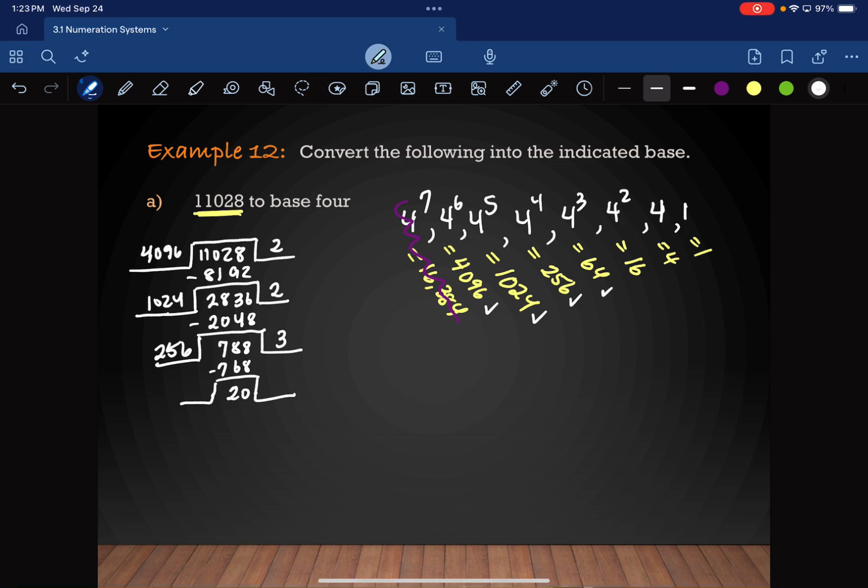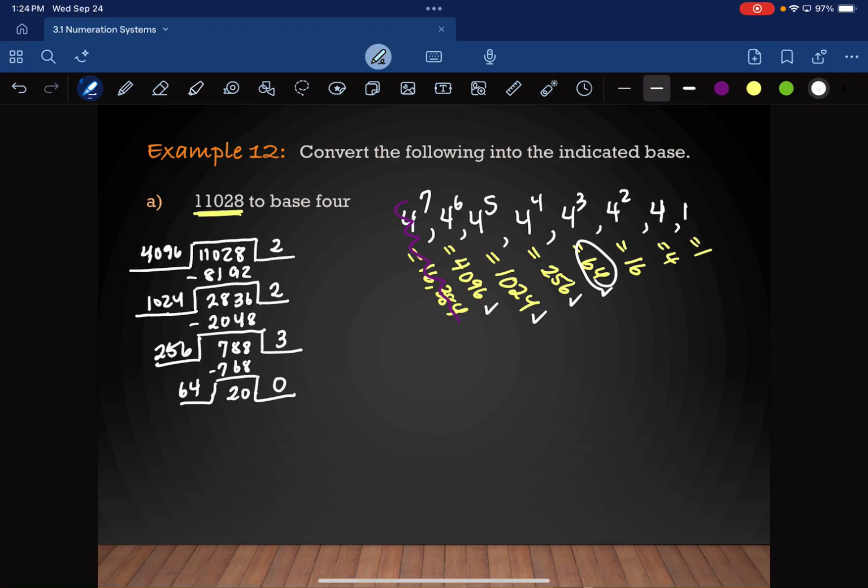16. No, I need to do 64. Did I skip 64? Okay. So we're going to divide by 64. I know 64 doesn't go into 20. That's okay. We still need to divide by it because this 0 placeholder over here matters. In fact, we saw how much it mattered in some of the other number systems, right? That 0 is a placeholder for us.